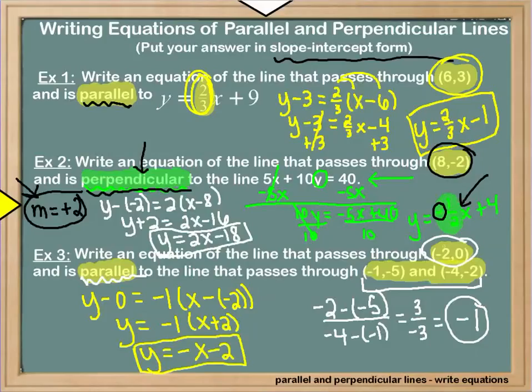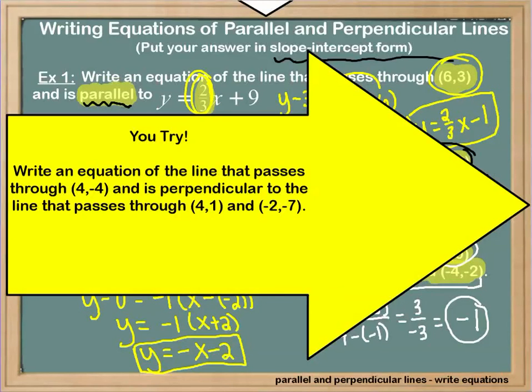You try a problem on your own now. Write the equation of a line that passes through (4, -4) and is perpendicular to the line that passes through (4, 1) and (-2, -7). Hit your pause button. The solution is y equals negative 3/4 x minus 1.